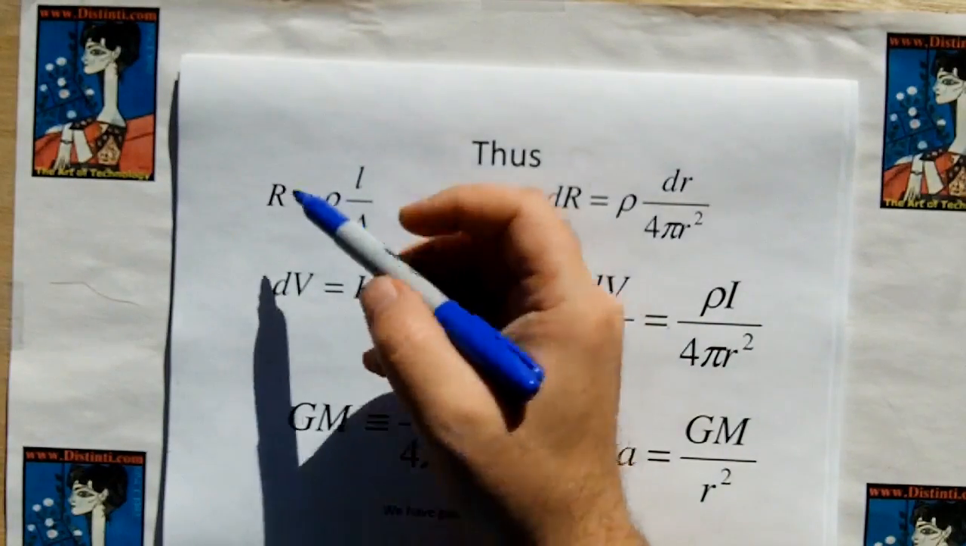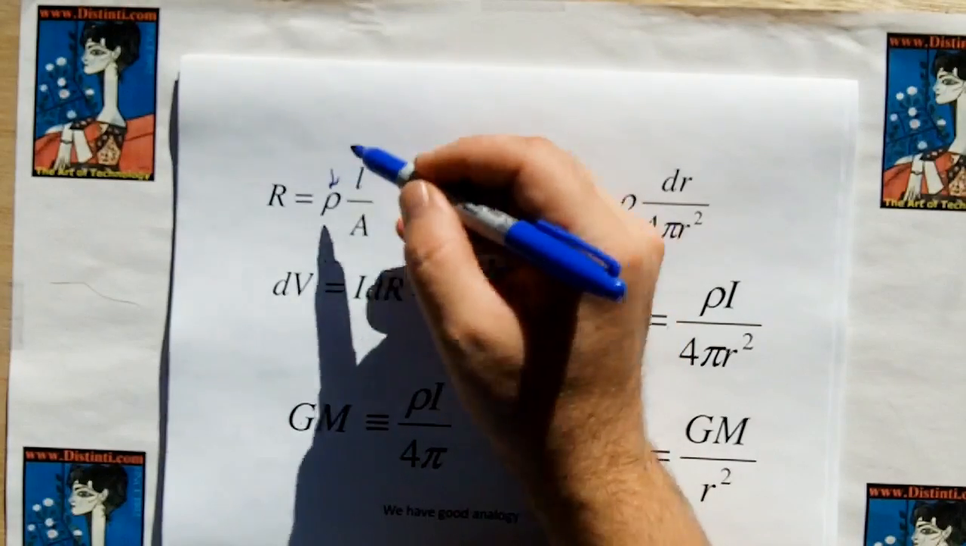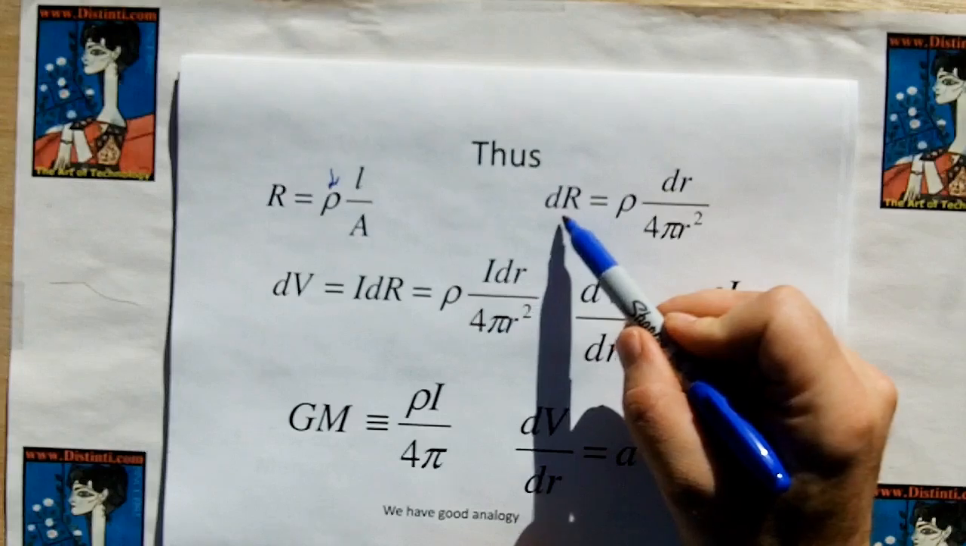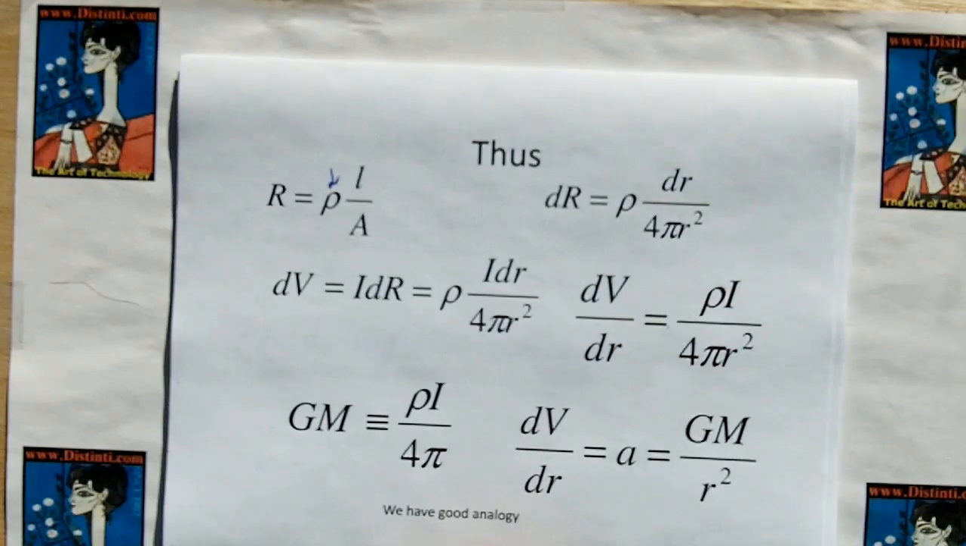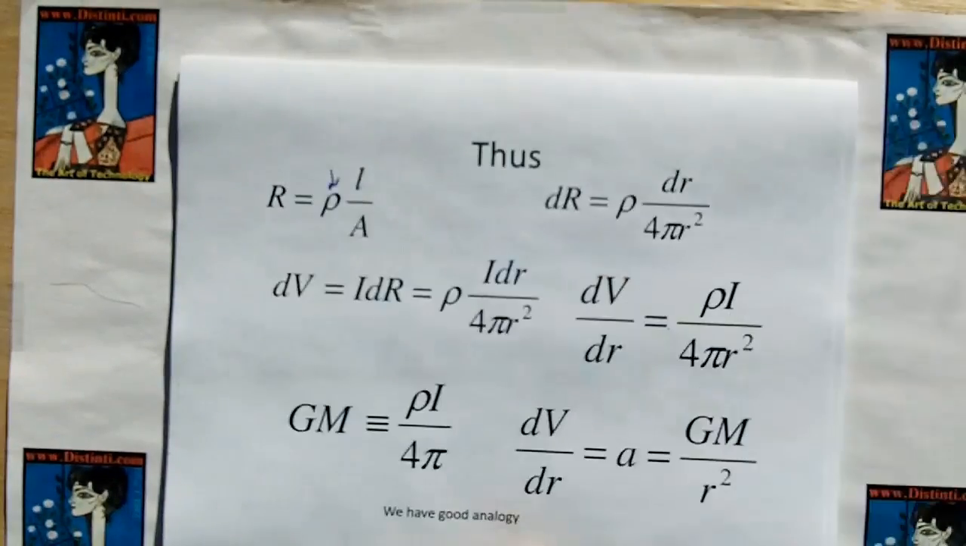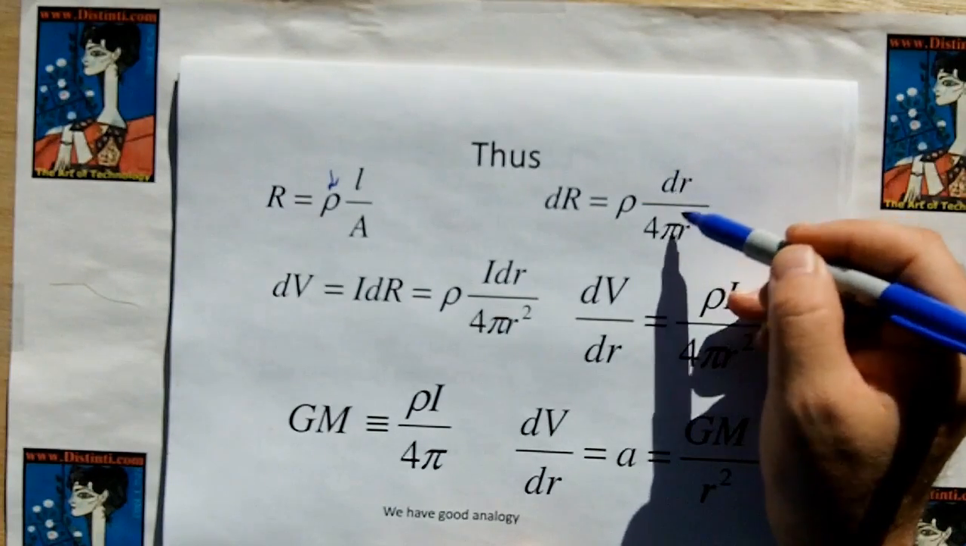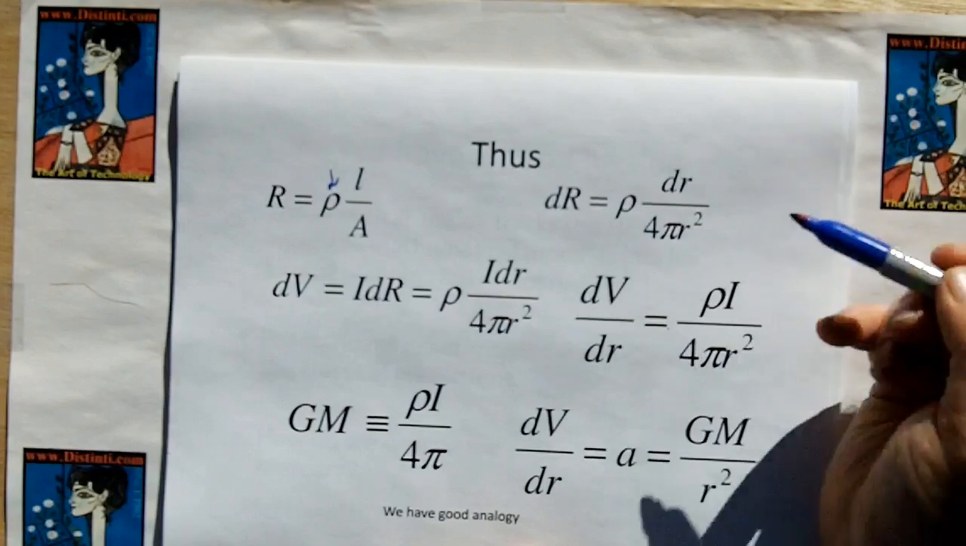So let's look at this. We say resistance is equal to rho times length over area. And dR, the differential resistance of any given shell in this sphere, is going to be rho times the differential radius divided by the surface area at radius r.